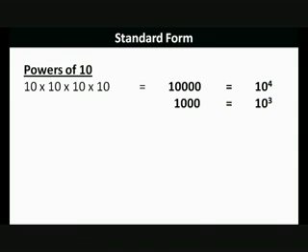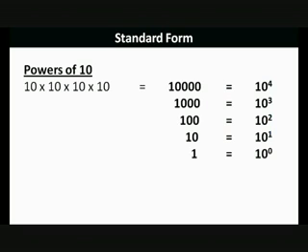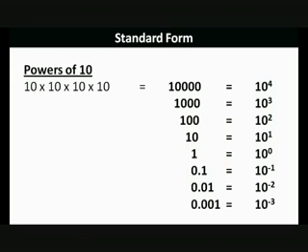Similarly, 1,000 is 10 to the power of 3. 100 is 10 to the power of 2. 10 is 10 to the power of 1. And for this pattern to continue, 1 is 10 to the power of 0. 0.1 is 10 to the power of minus 1. And 0.01 is 10 to the power of minus 2. And finally, 0.001 is 10 to the power of minus 3.